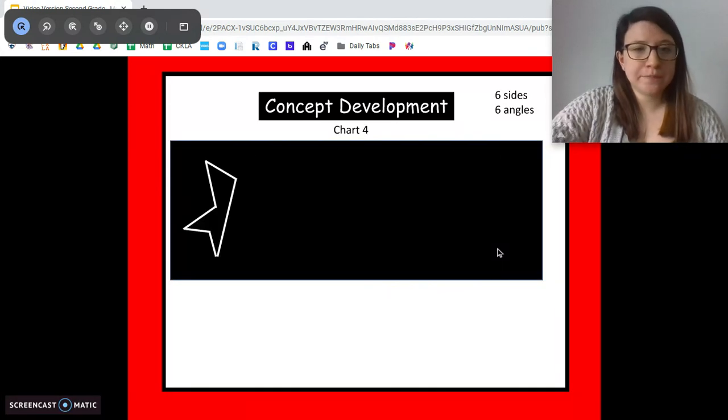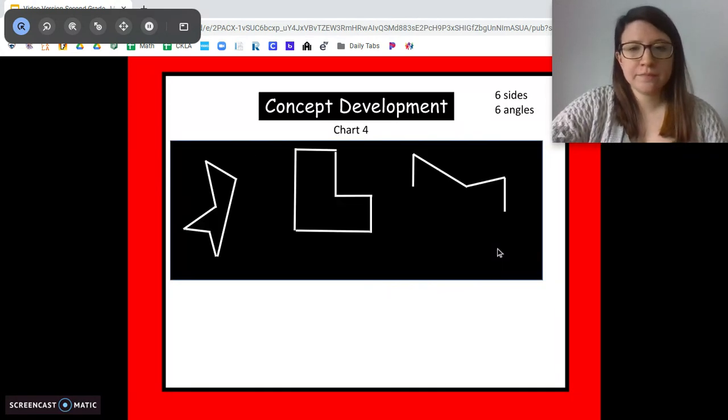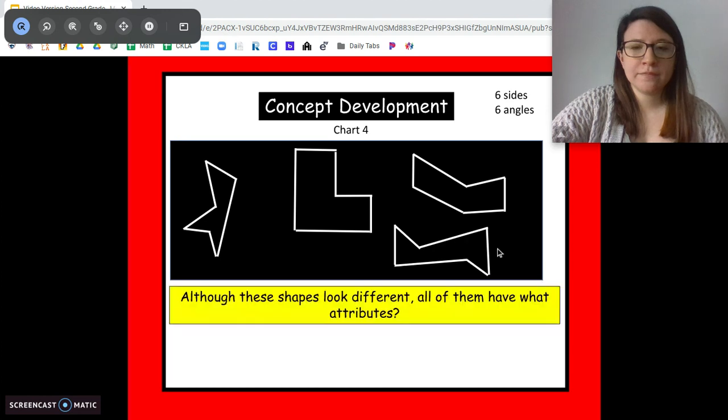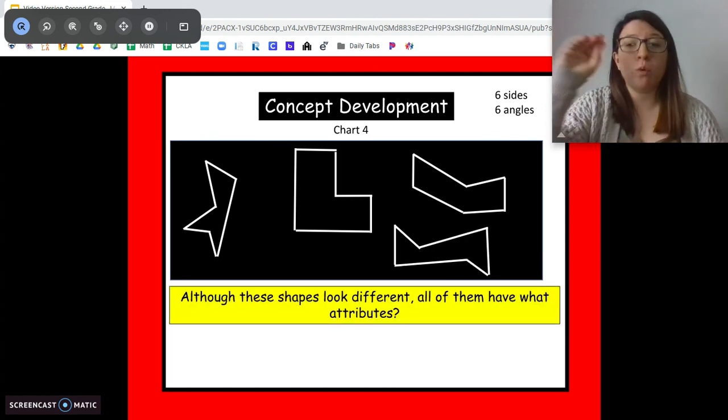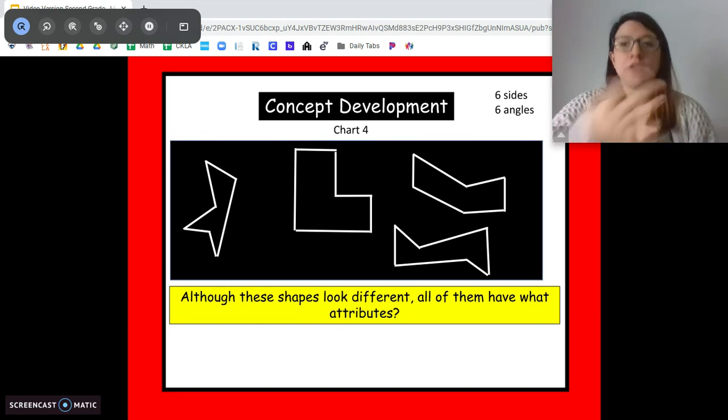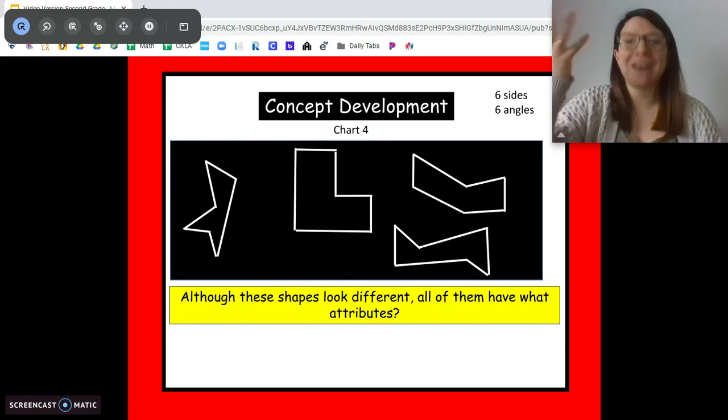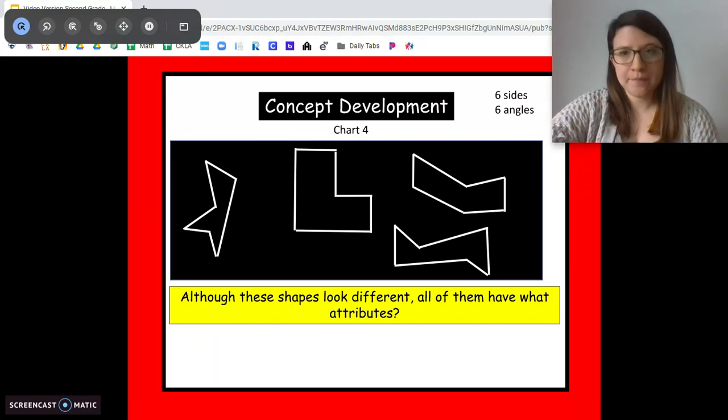Let's look at these ones. Again, all look different, but what do they have in common? What attributes do they have in common? Talk to me or talk to someone at home about what all of these shapes have in common.